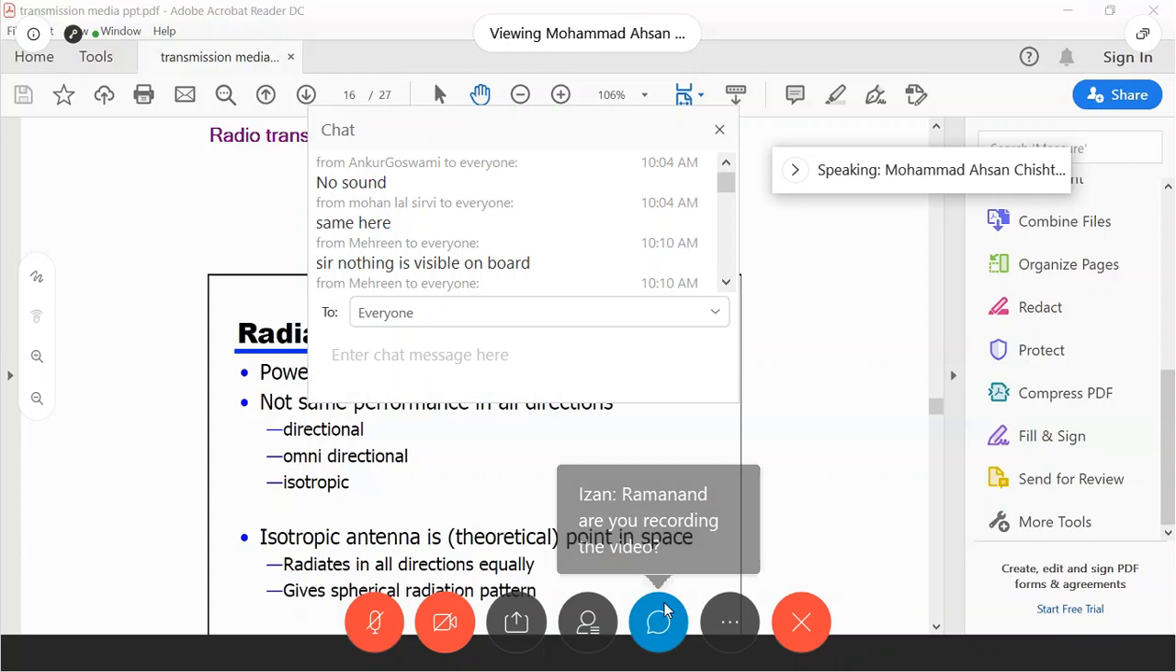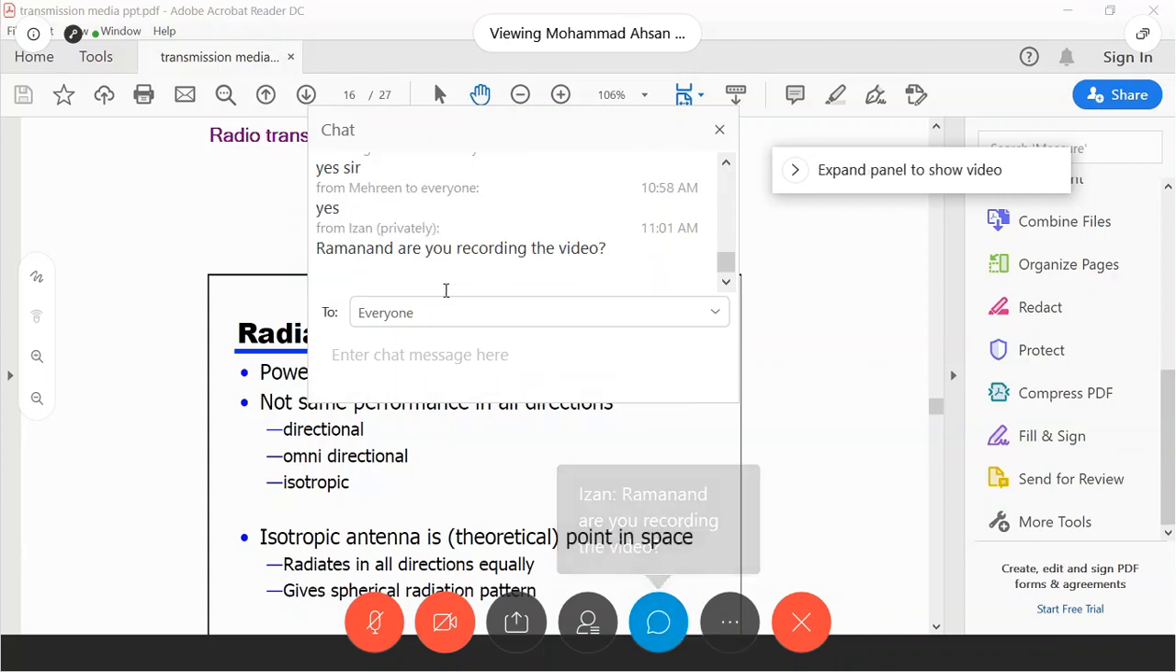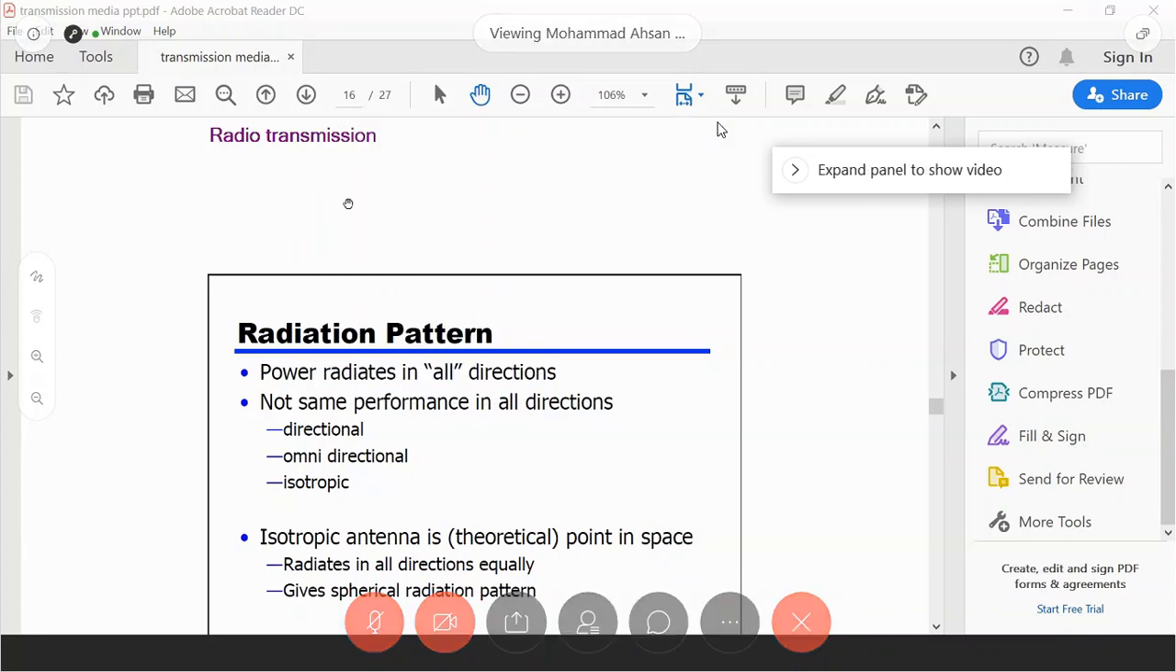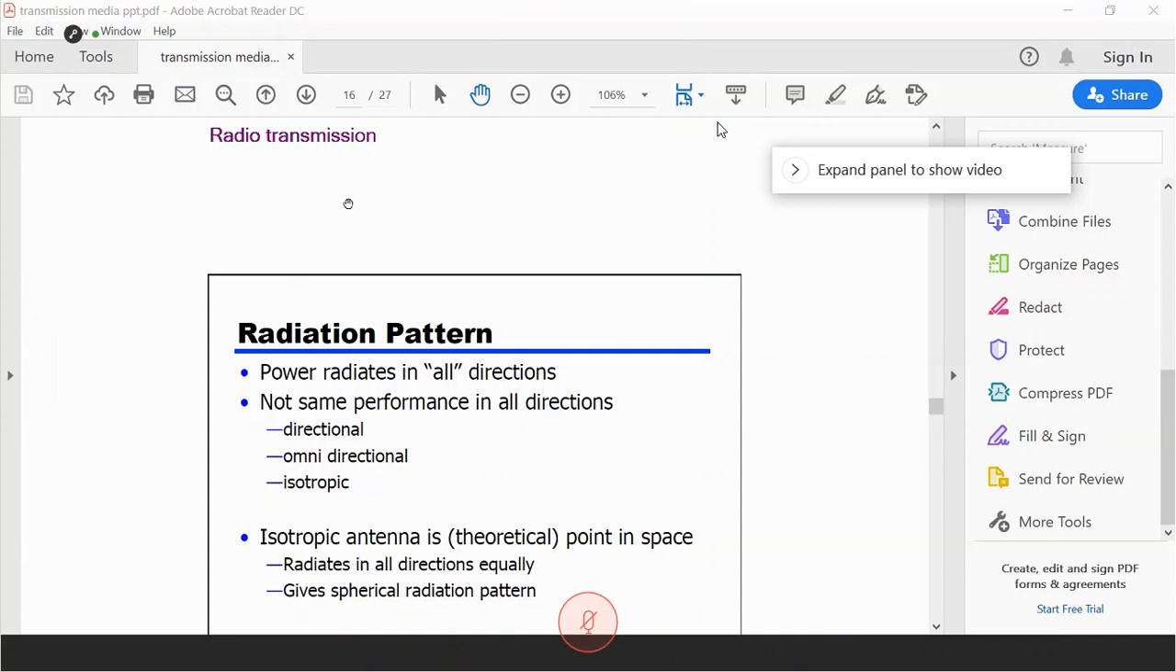Typical antennas that we use are given here: directional, omnidirectional, isotropic. An isotropic antenna is a theoretical point in space. Anyways, let me go back here to the omnidirectional antenna. They travel in all directions. So the radio waves here are subject to interference. What kind of interference? Electrical equipment can interfere with radio waves. Motors, for example, interfere with the radio waves. Also, when it's raining, you see that your transmission is not good because radio waves are absorbed by rain.